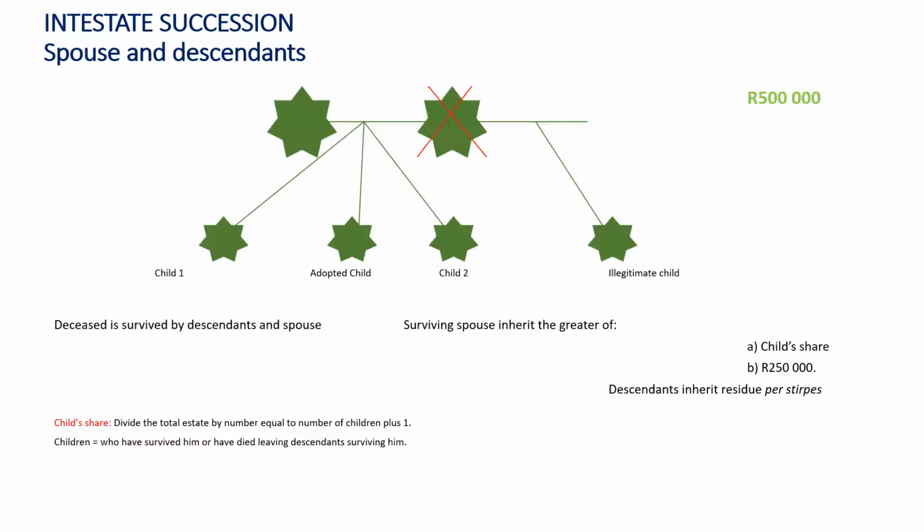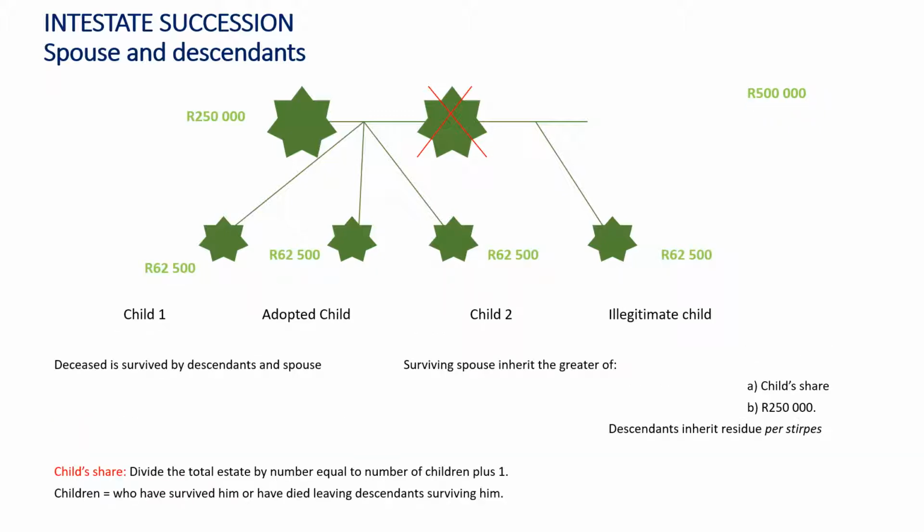So here we have 4 descendants and a surviving spouse. The estate value is 500,000 rand. If we take the estate value of 500,000 rand and divide it by the number of children plus 1, you get a child share of 100,000 rand. This is less than the minimum of 250,000 that the spouse is entitled to. So the spouse will receive a total of 250,000 rand, and the remaining balance will be spread equally among the descendants, each inheriting 62,500 rand.